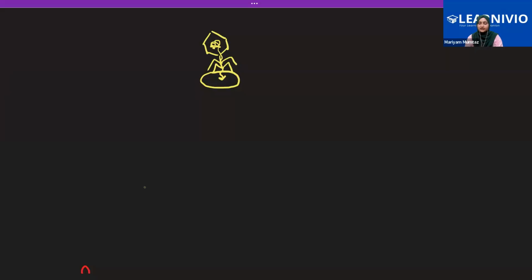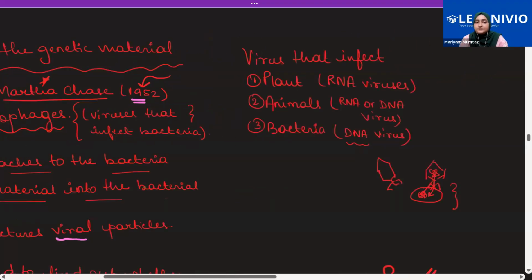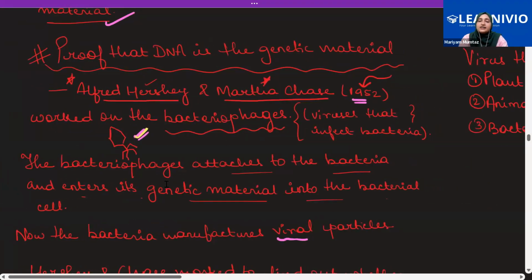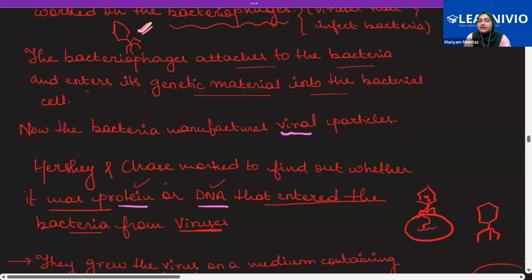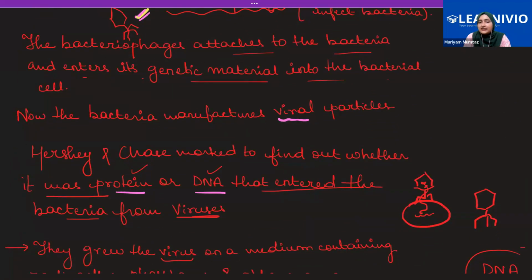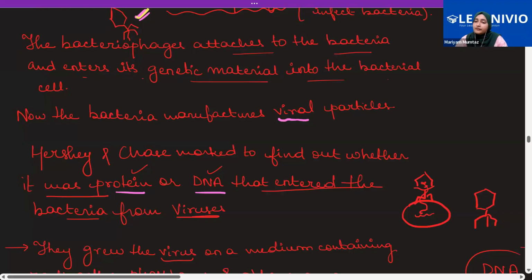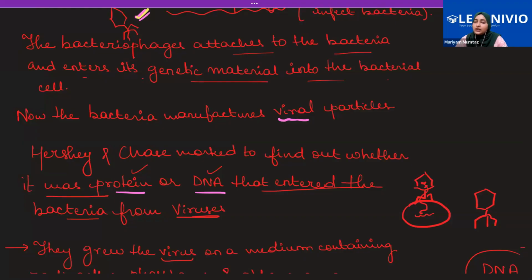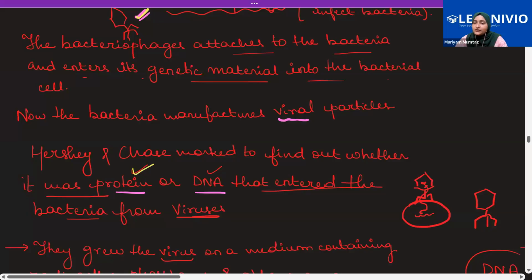Why? So that when the bacteria divides, it could make more bacteriophage. So bacteriophages attach to the bacteria and enter their genetic material into the bacterial cell, and it makes the bacteria manufacture more and more viral particles instead of bacterial particles. Now Hershey and Chase were working to find out whether it was the protein that the bacteriophage was giving to the bacteria or whether it was the DNA that was being sent.